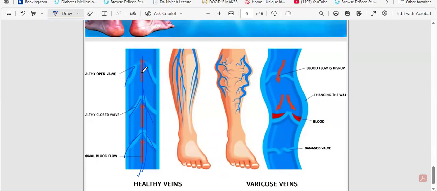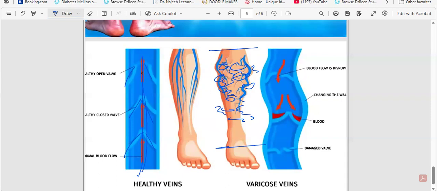Damage of the valves can happen at the superficial level, at the perforating level, and at the deep level. According to the condition, the symptoms are seen, or you can see spider web-like structures, small structures. Someone will have them from the ankle joint to the knee joint, someone at the thigh. Because of this damage of the valves, the blood leaks into the muscles. So it is very important.